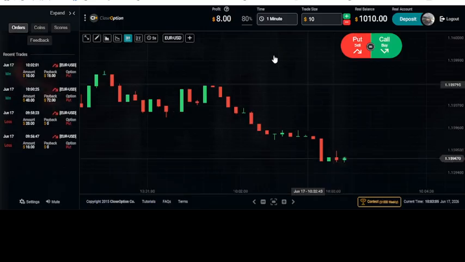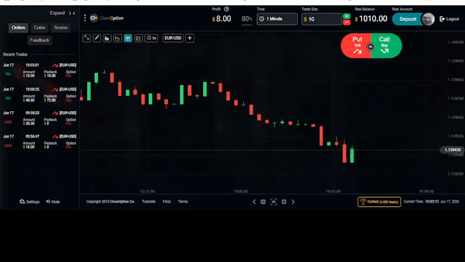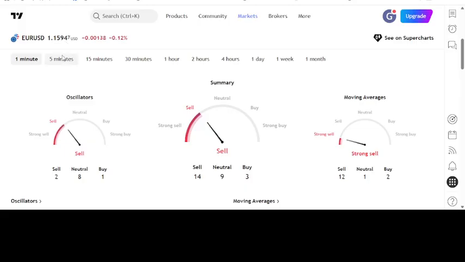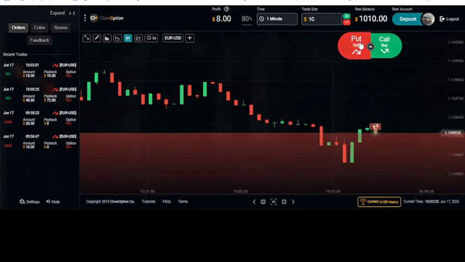Okay, so that trade was in the money. All right, so I increased my balance. We're going to maintain the $10 trade size. Let's go back to the technical indicator here. On the 5 minute, but we're focusing on the 1 minute, it's telling us sell. So let's go ahead and take another put trade at this level.